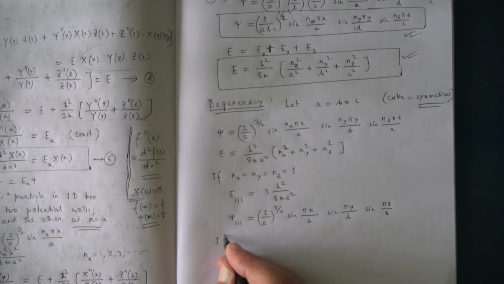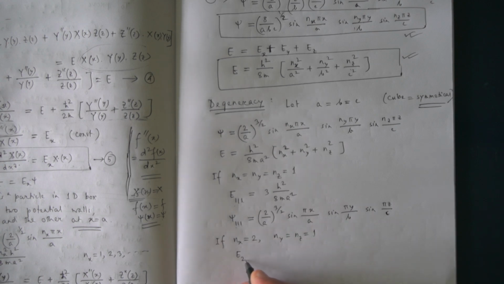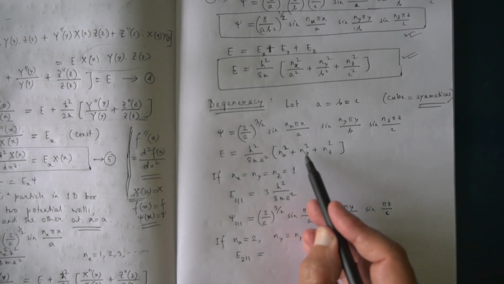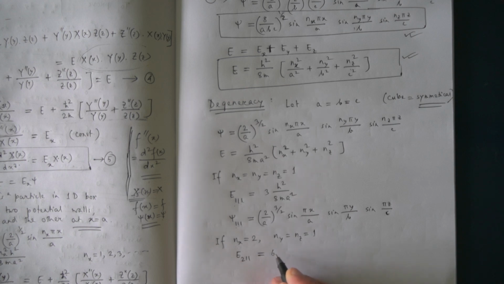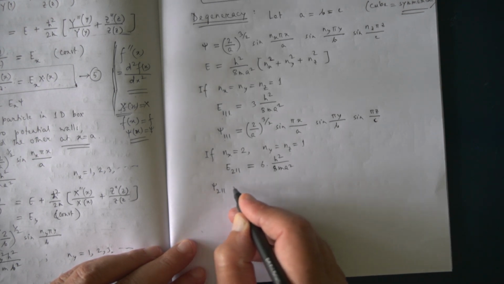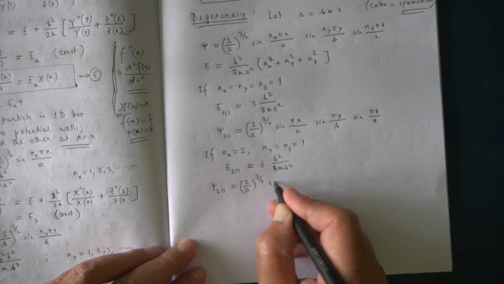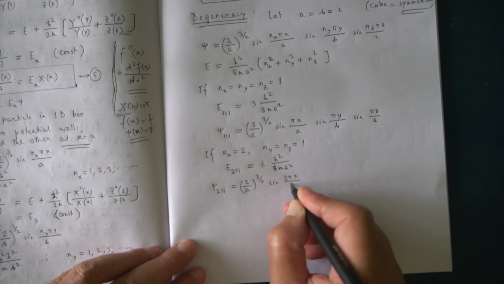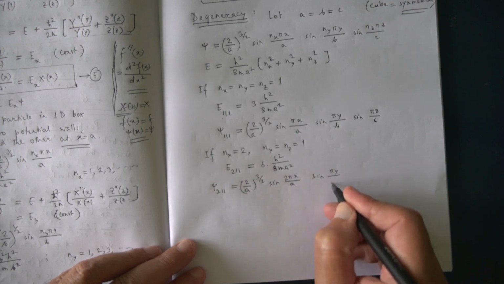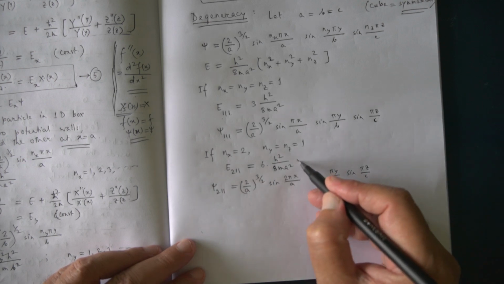Now if nx equal to 2 but ny, nz equal to 1, then energy 2 1 1 will be equal to 6 h square by 8 m a square. Then wave function psi 2 1 1 will be equal to (2 by a) whole to the power 3 by 2 sine(2 pi x by a) sine(pi y by b) sine(pi z by c). Okay, so energy is this, wave function is this.